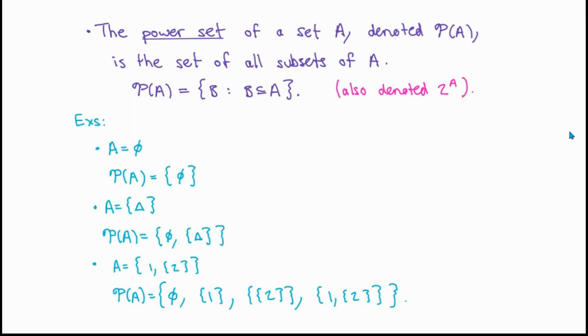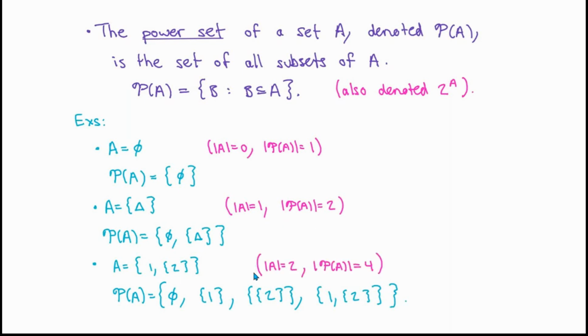Notice that in the first example, I started with a set that had cardinality 0, and the power set turned out to have cardinality 1. In the second example, I started out with a set that had cardinality 1, and the power set turned out to have cardinality 2. And in the third example, I started with a set that had cardinality 2, and the power set turned out to have cardinality 4.